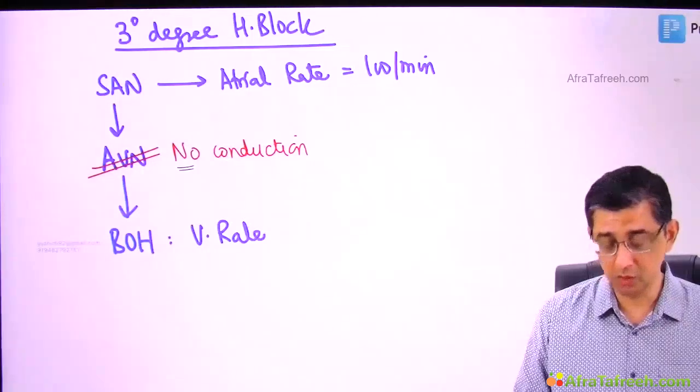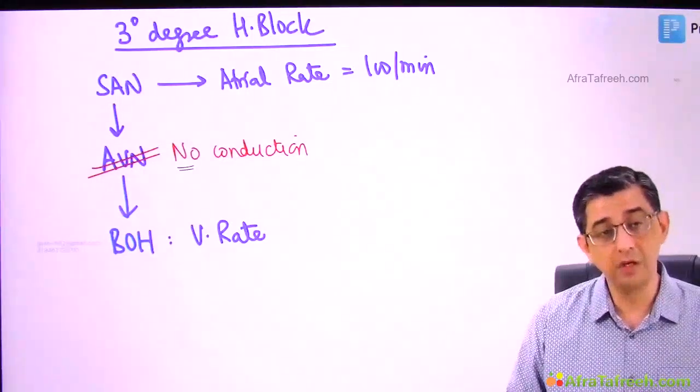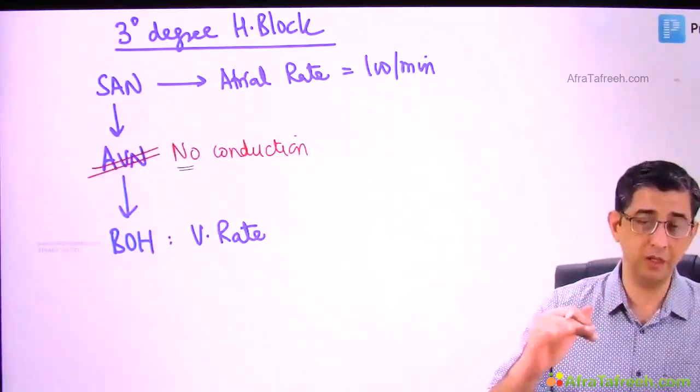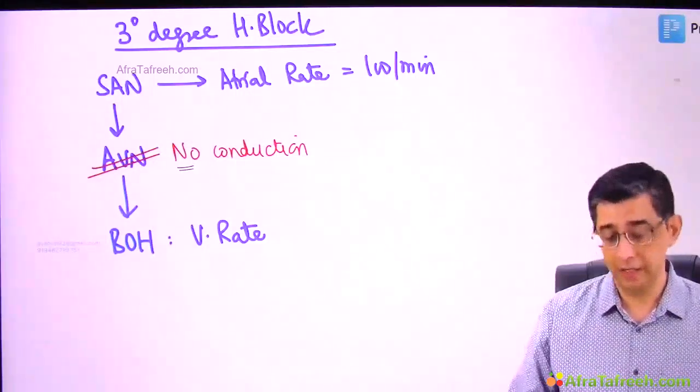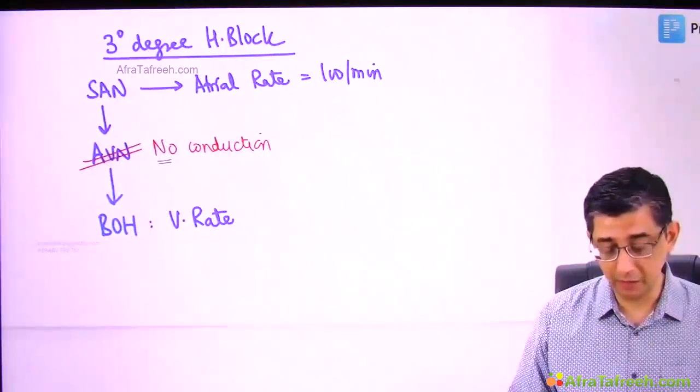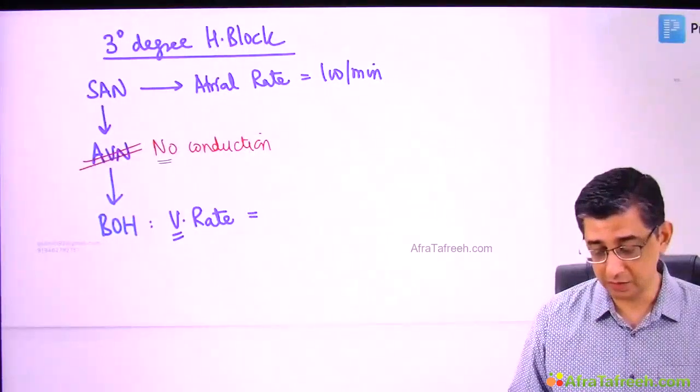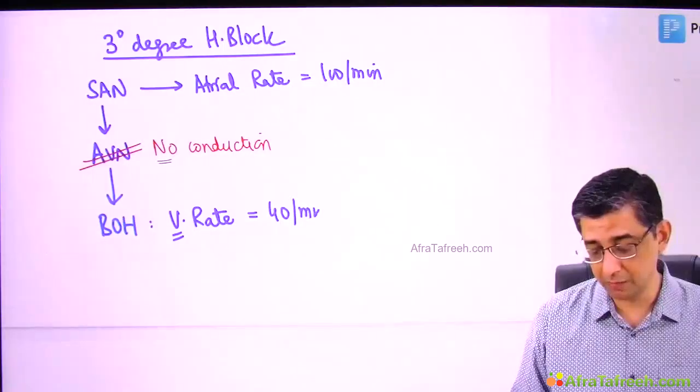But in this case, who's going to control the ventricles? Bundle of His. Whenever a pacemaker is malfunctioning, the pacemaker below it will take over the function. So in a person with third degree heart block, the ventricular rate is controlled by the bundle of His, as a result of which the ventricular rate will be only 40 per minute.